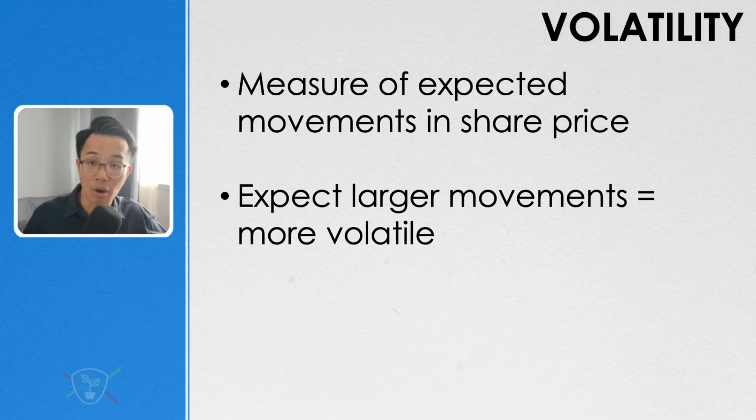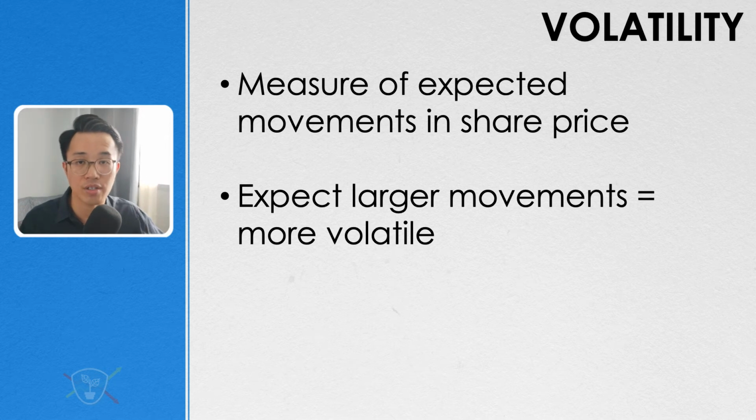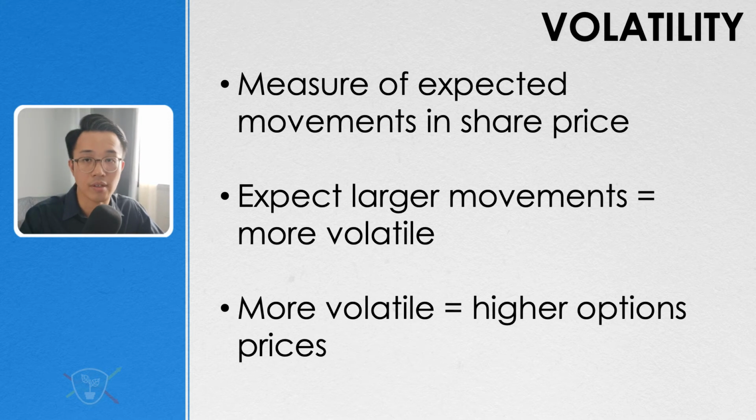A stock that has more volatility generally is expected to make larger price movements compared to a stock with less volatility. Upstart Holdings is a far more volatile stock than CRM. The prices tend to make larger moves. The option prices in Upstart Holdings are also more expensive, way more expensive than those of Salesforce.